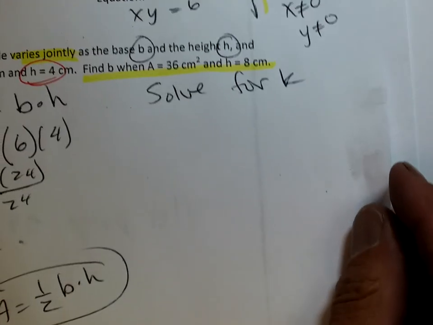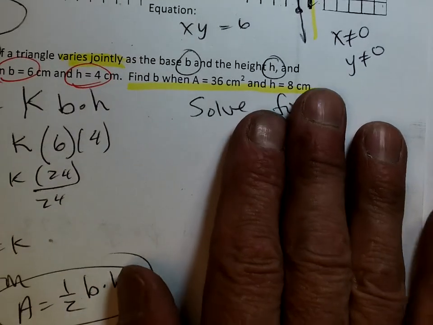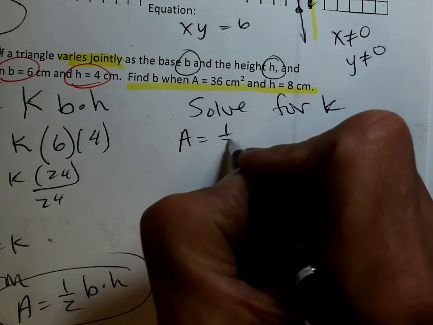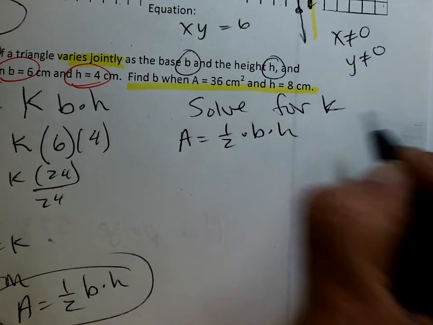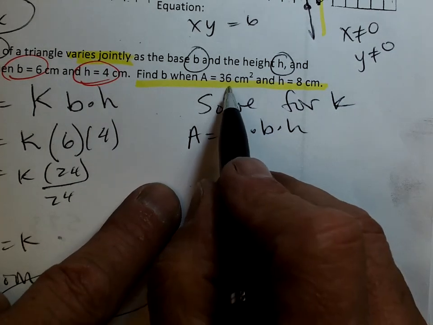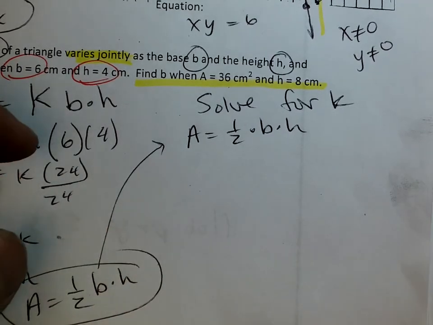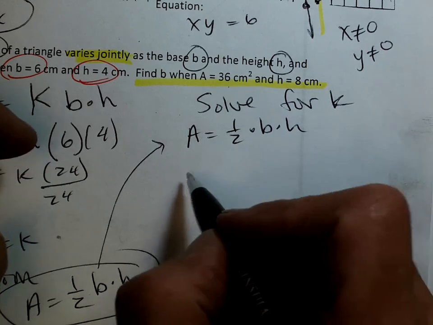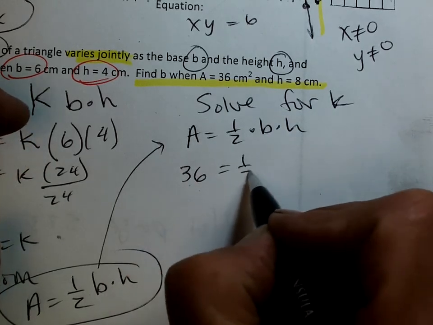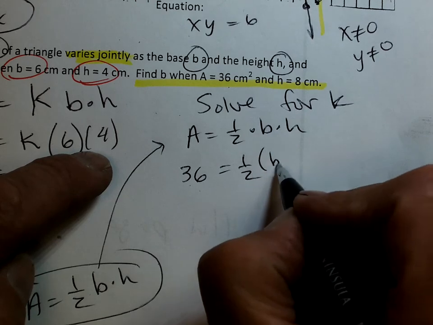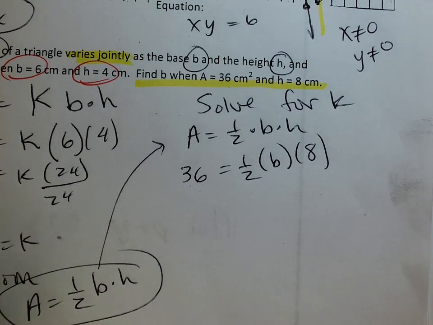Thanks, Katie. So now, let's use our equation. My equation is area equals 1/2 base times height. Let's use our equation, 36. And that's the equation here that we just discovered, which we already knew. Area is 36. The base is, we don't know, b, and the height is 8, right? We're just going to solve for the base.